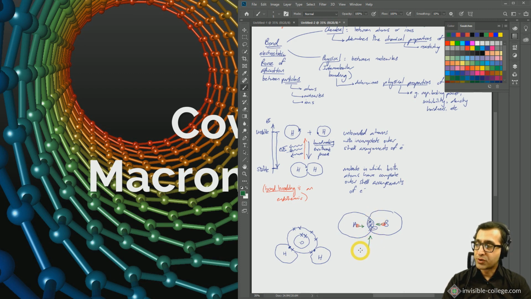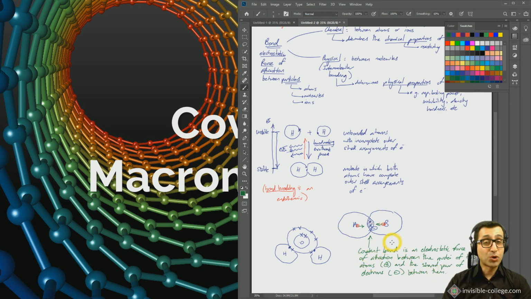So the covalent bond, strictly speaking, is an electrostatic force of attraction between the nuclei of two atoms, which are positive, and the shared pair of electrons, which are negative, between them.